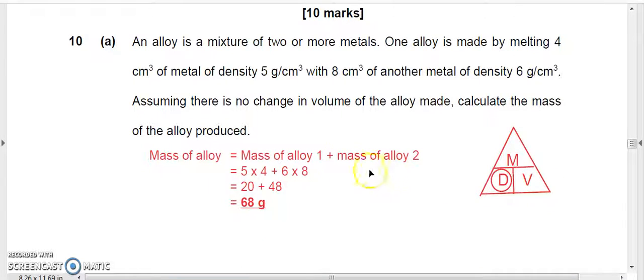Question 10. An alloy is made of 2 or more metals. So I've got the volume and density for metal 1, and the volume and density for metal 2. So you've got volume, density, volume, density. Mass is simply density times volume. So I got 5 times 4 plus 6 times 8. So the total mass is just 68 grams. That's it.